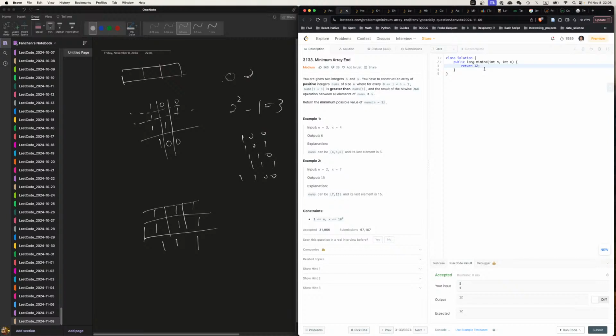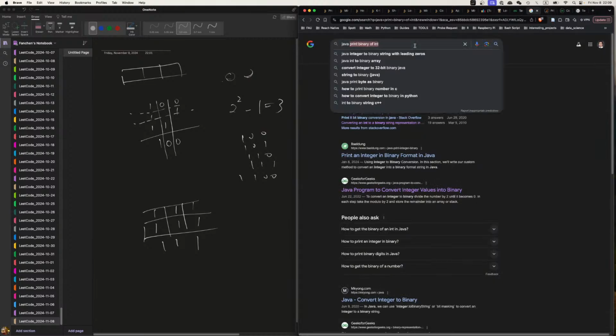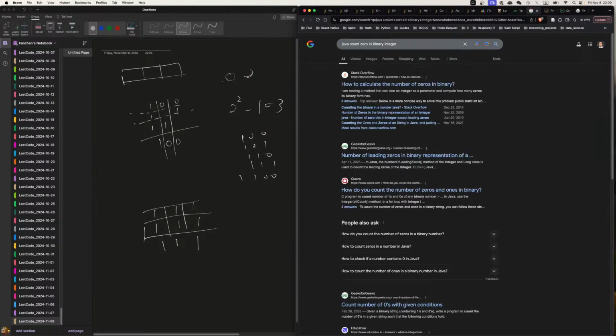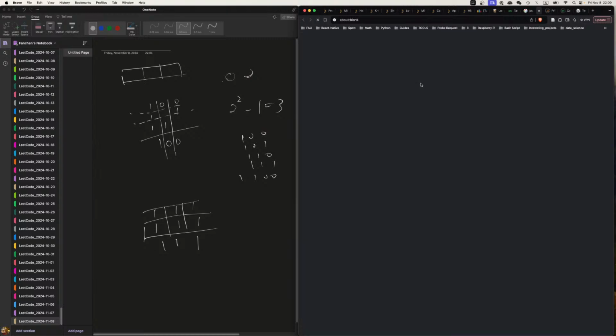So basically, what we do in here is, get x, count how many zeros. Oh, does Java have this function? Oh, in Binary Integer. I'm actually not quite sure.